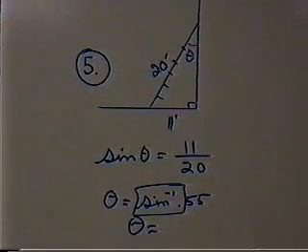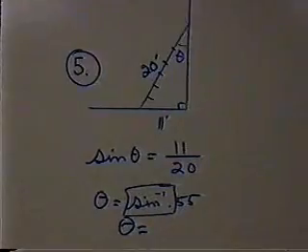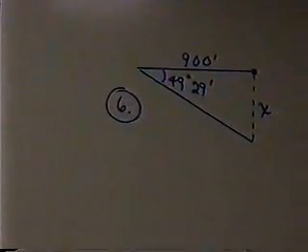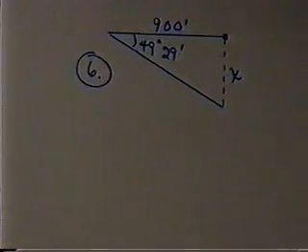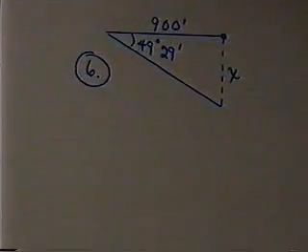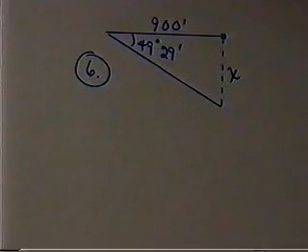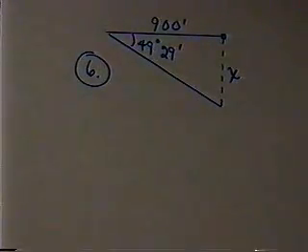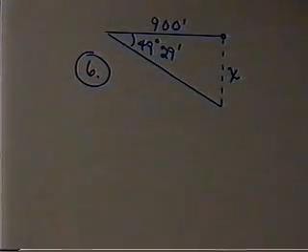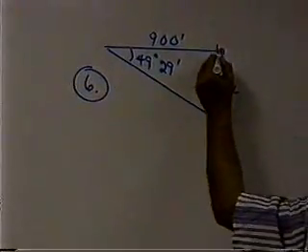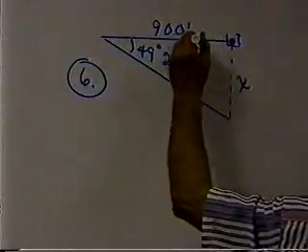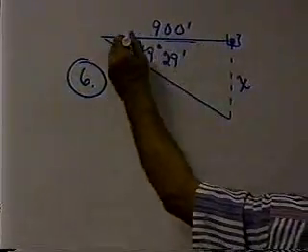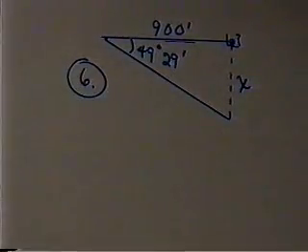It says the Royal Gorge Bridge crosses the Arkansas River near Cannon City, Colorado. That's interesting. That's just talk. From a point 900 feet in the same horizontal, well, here's what this is saying. Here's the bridge, and so 900 feet away from the bridge, horizontally.